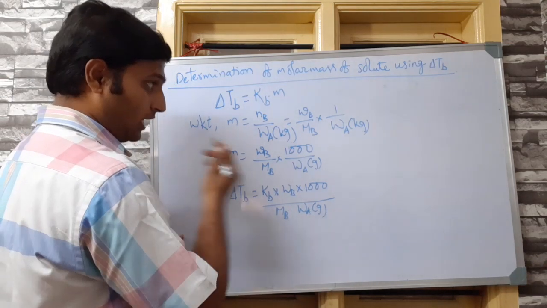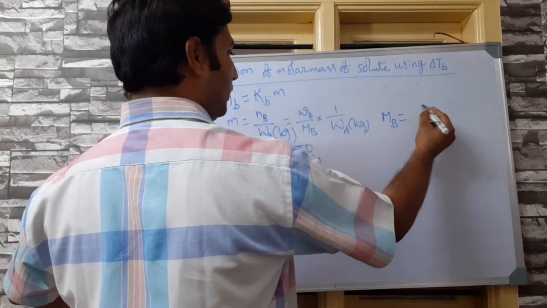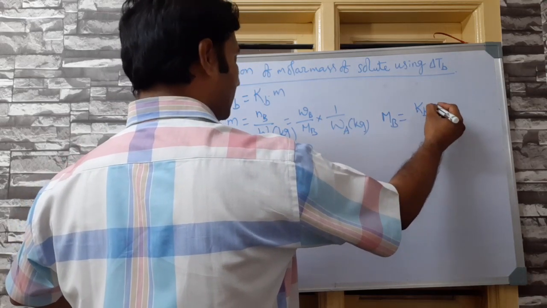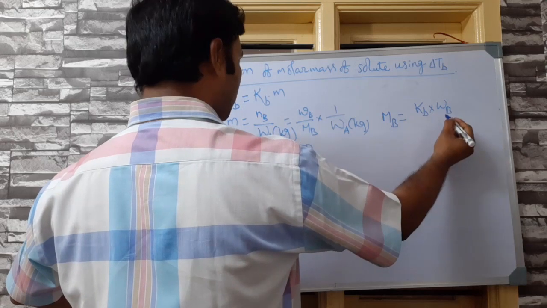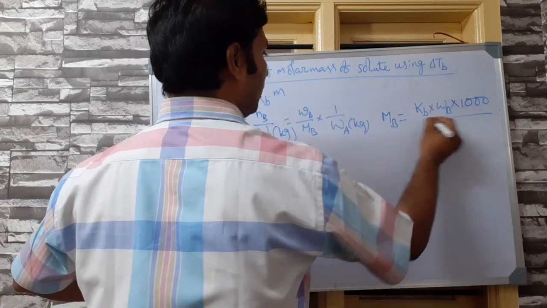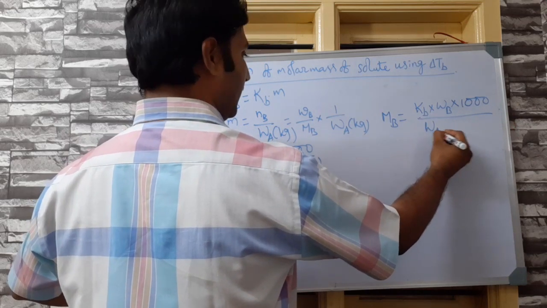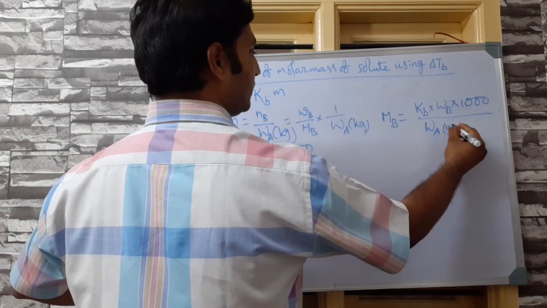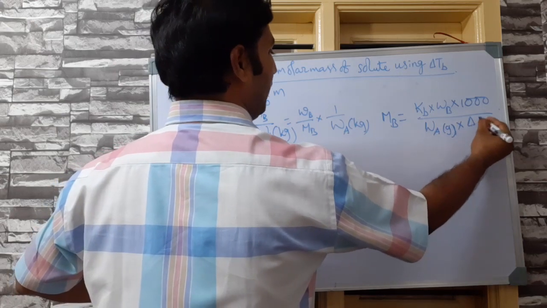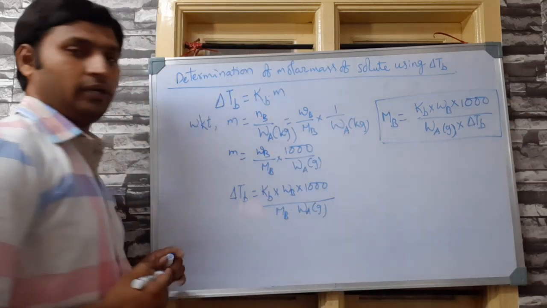Now you want molar mass of solute from that. So molar mass of solute is equal to molar elevation constant Kb into Wb, weight of solute, into 1000 divided by weight of solvent A in grams into the value of delta Tb, that is elevation in boiling point.